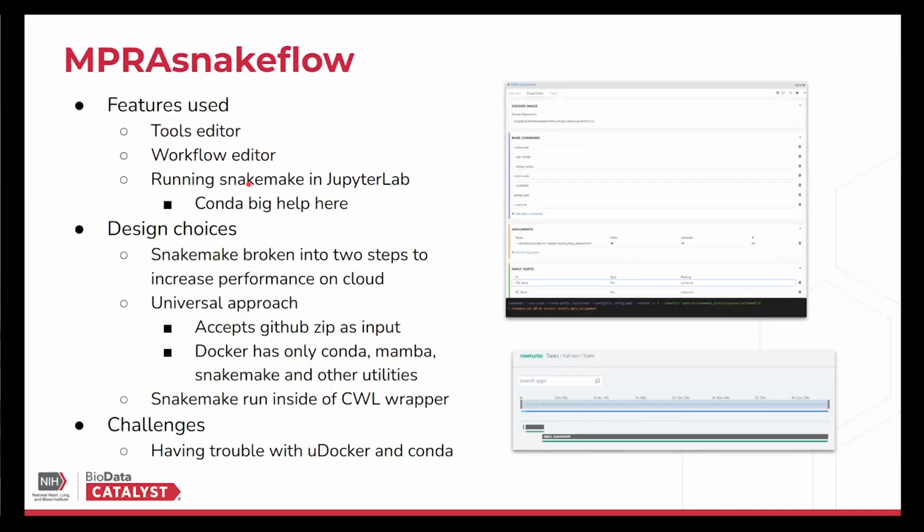So for MPRA Snakeflow in particular, we use the tool editor. We use the workflow editor to stitch together two different parts. And why did we do that? Andrew's colleague Jing had this idea that you have one part of the pipeline, the assignment step, which you may want to run, but then you may need to repeat the counting or the experiment step several times. And that's shown here on this timeline.